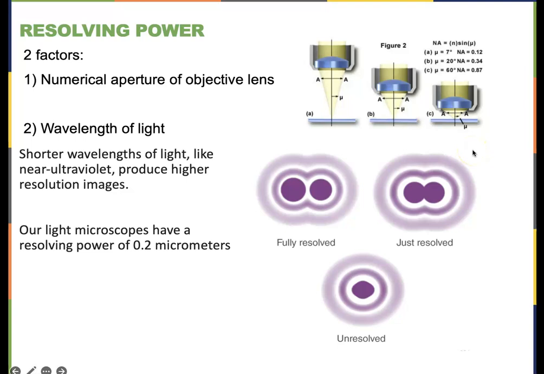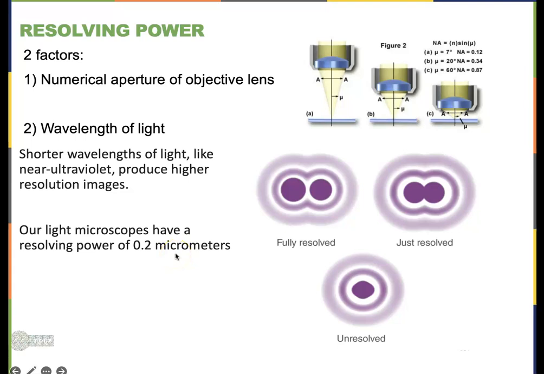So what we want to do is put as much light into that objective lens as possible. The other resolving power factor is the wavelength of light, although we do not adjust these 2. This is just a fact of the microscope. For our light microscopes, we have a resolving power of 0.2 micrometers.